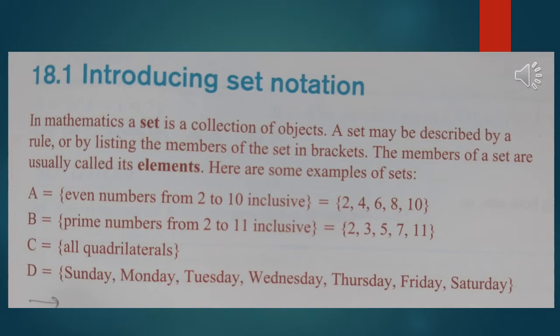Set A, the even numbers from 2 to 10 inclusive, equals the set {2, 4, 6, 8, 10}. Set B, prime numbers from 2 to 11 inclusive: {2, 3, 5, 7, 11}. Set C, all quadrilaterals. Set D: Sunday, Monday, Tuesday, Wednesday, Thursday, Friday, Saturday.